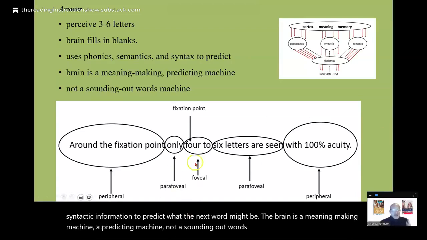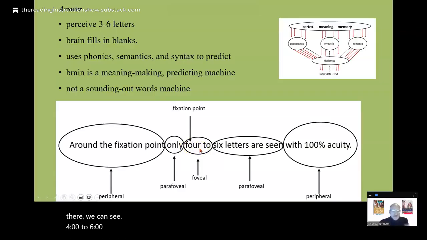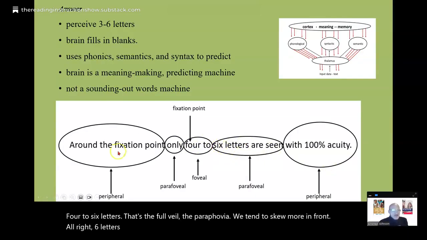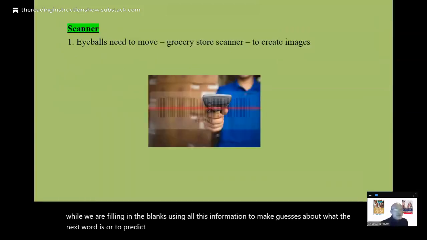So our eyes fixate right there. We can see 4 to 6 letters. That's the foveal. The parafoveal, we tend to skew more in front. All right, 6 letters, okay. And then this would be the peripheral. How are we able to see that? Well, we are filling in the blanks, using all this information to make guesses about what the next word is, or to predict, or to fill in the blanks.